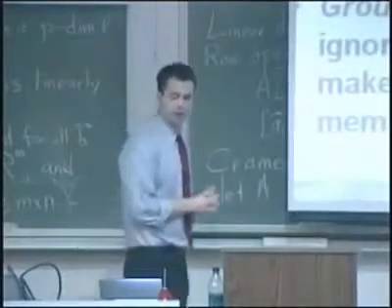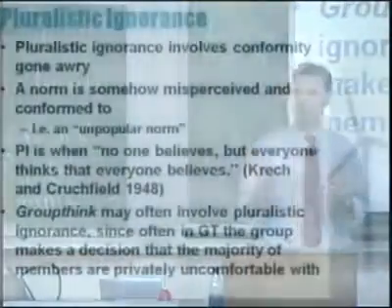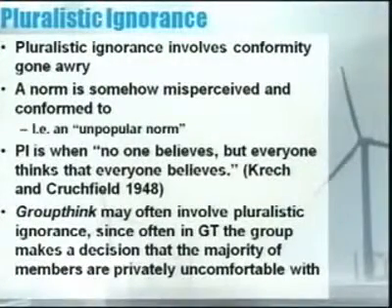So pluralistic ignorance in this way involves conformity gone awry. We would expect conformity to normally be the case when a majority of people has some view and people succumb to the pressure to accept that view. That would be the normal perspective on conformity. This is what we're trying to do in the Asch experiment and to a lesser extent in the Sherif experiment. In pluralistic ignorance, though, a norm is somehow misperceived and then conformed to. People do not correctly observe the actual private endorsement of the norm. They believe a norm is privately, popularly supported when it actually isn't, and then they conform to what might be a non-existent conformity pressure.